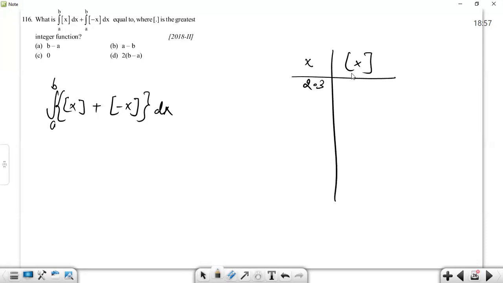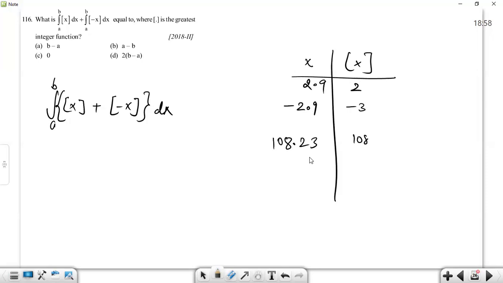Please unmute yourself and speak. Let me take some other number. Please, no problem if you give a wrong answer. Yes, anyone? What is the greatest integer function of 2.9? 2, sir. Good. And what is the greatest integer function of minus 2.9? -3. Very good.